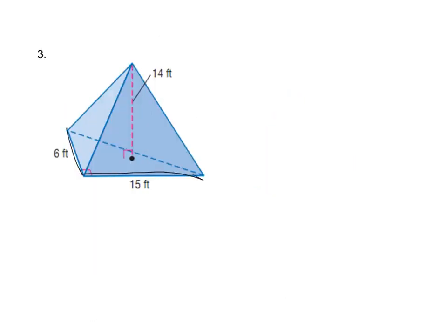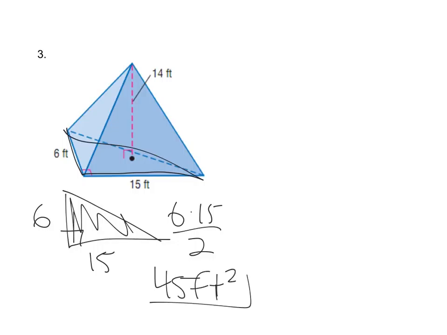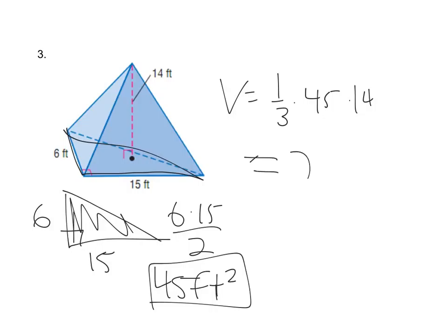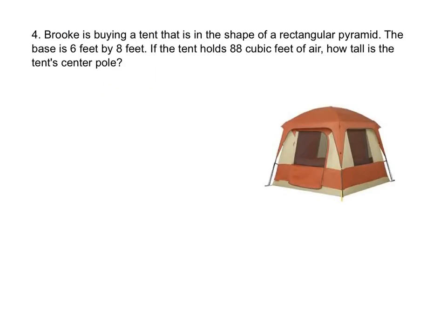So here we have a triangular pyramid. You've got 6 and 15. So the area of this base is 6 times 15 divided by 2. That's going to be 45 feet squared. Now this is just the area of the base. To figure out the volume, I want to take 1/3 times 45 times 14. So when I do that, I get 210. So big picture, big punchline: figure out the volume and then just divide it by 3.